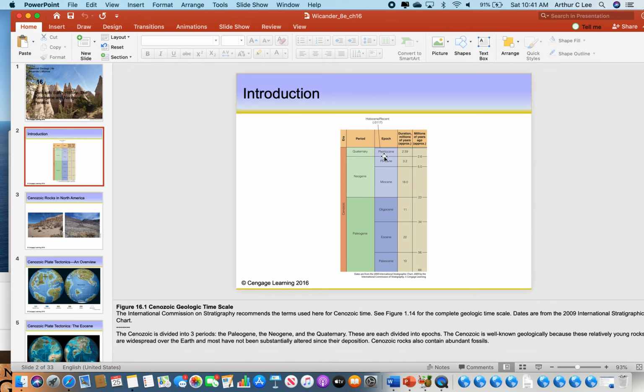So the Ice Age, scientists call the Ice Age the Pleistocene. The Pleistocene. The Pleistocene began 2.5 million years ago, and it ended 11,700 years ago.